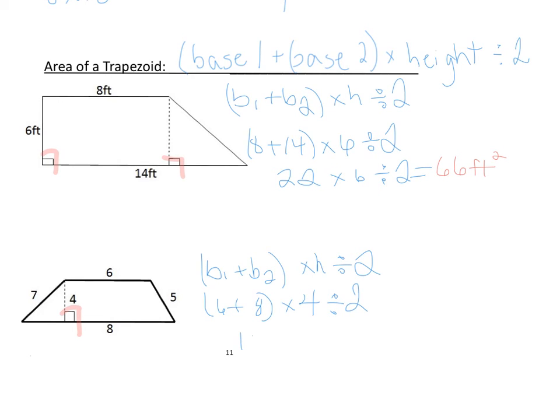So what we're actually doing is 14 times 4 divided by 2 to give us 28 units squared, meaning it would take 28 little squares to fill in that entire trapezoid.